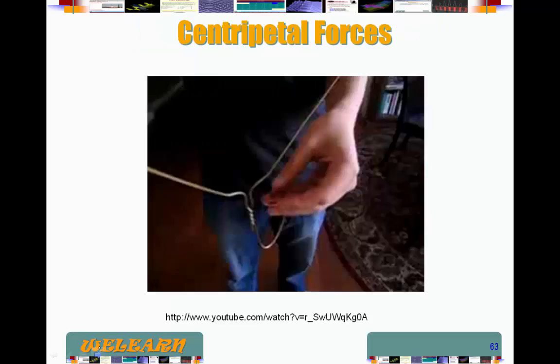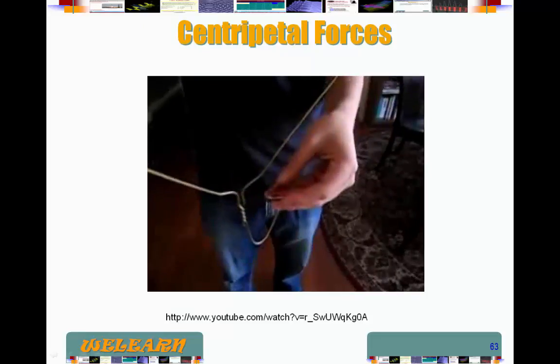The normal force due to the bottom of the bucket and the gravitational force, both of them combine in this particular case to provide the centripetal force responsible for keeping the water in a circle instead of allowing it to fall. Let's look at this other example.